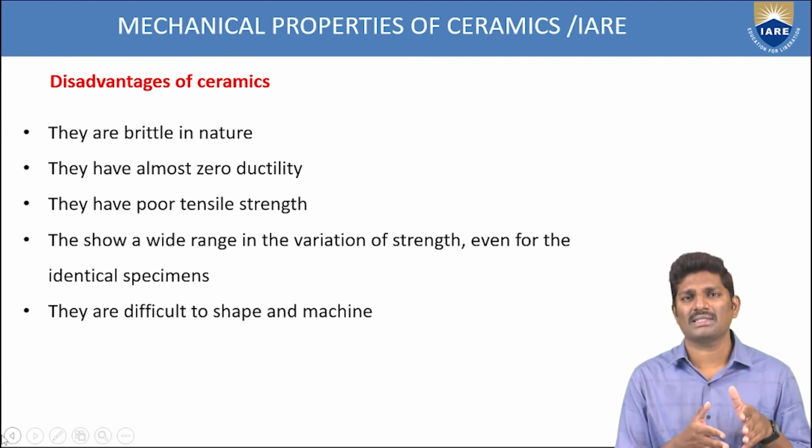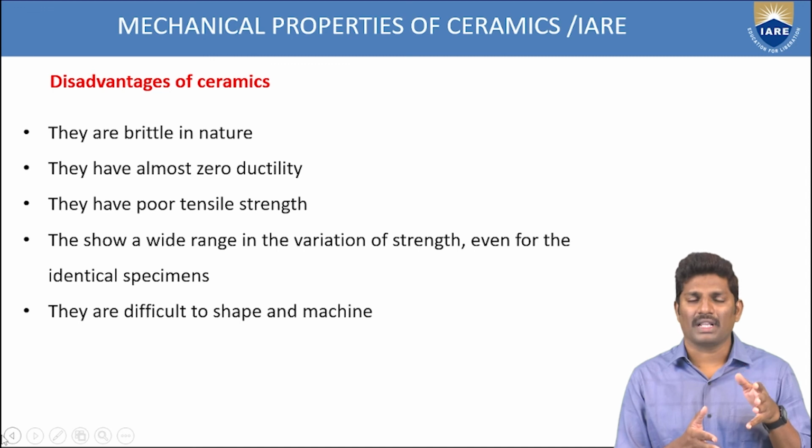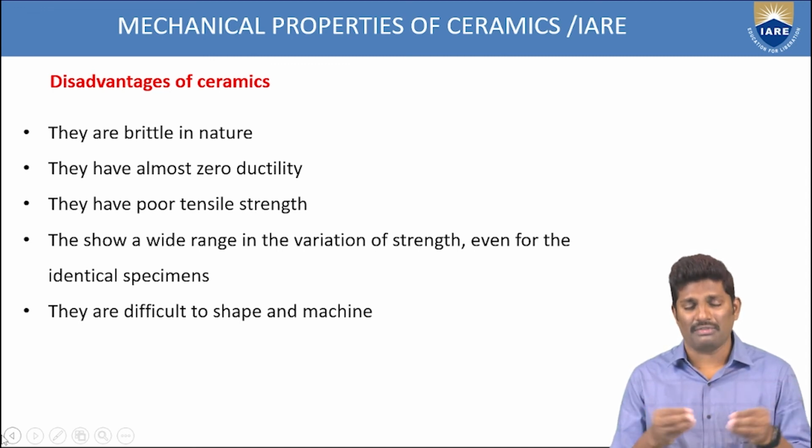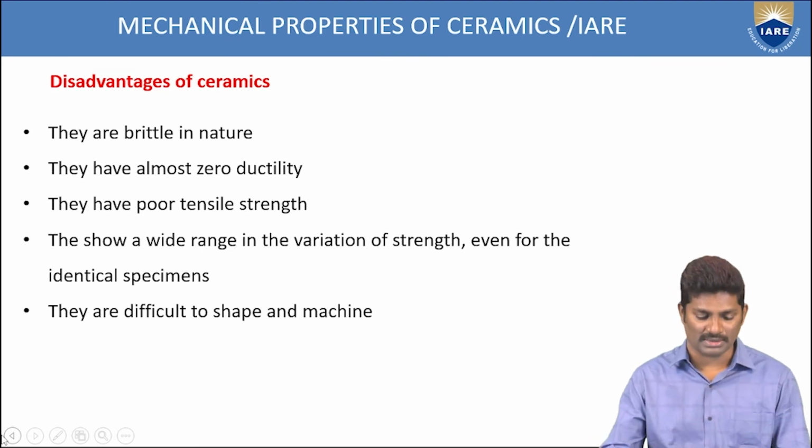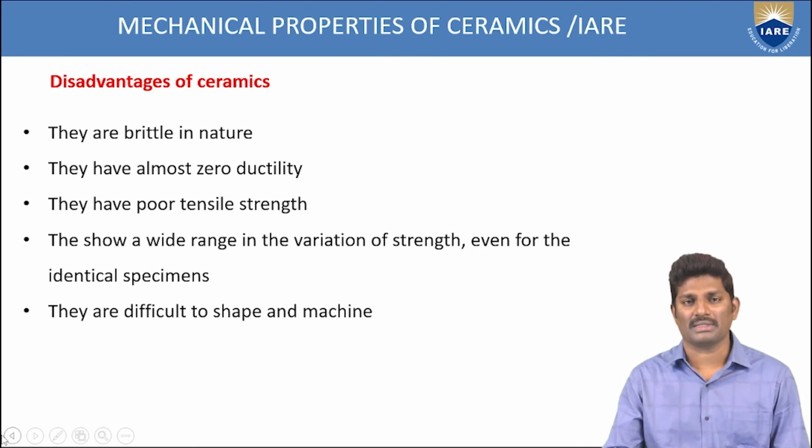But in this case, since ceramics have fewer applications because of the variations in strength, they are only used in specific applications. They are very constrained to some applications, and they are difficult to shape and machine. Since they are very brittle in nature, manufacturing different shapes and machining is very difficult for these ceramics. So this is about ceramics, the classifications and what types of ceramics you have.